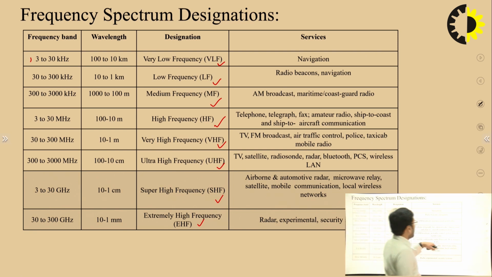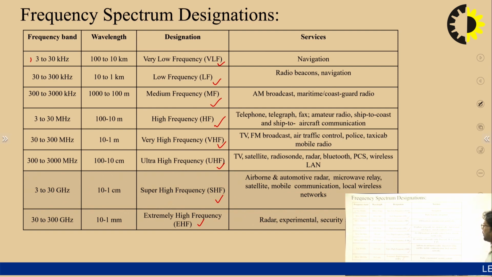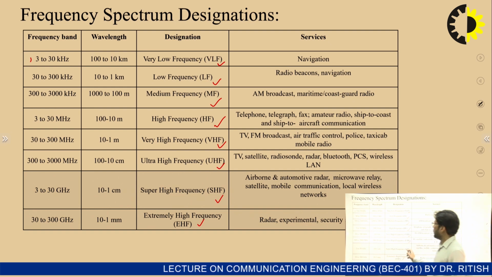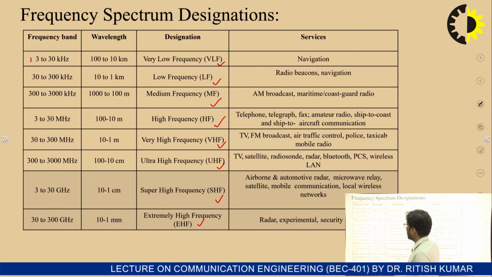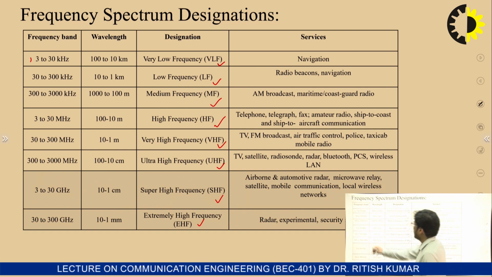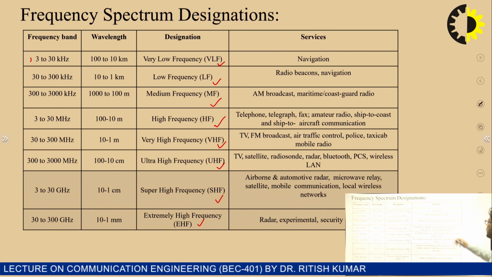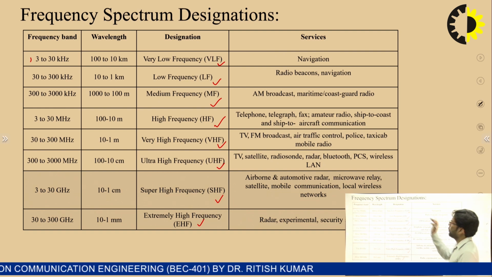These are the applications or services we use at different frequencies. For radar, the extremely high frequency range is required, which lies in 30 gigahertz to 300 gigahertz. For mobile communication and local wireless networks, the super high frequency range is required, that is 3 gigahertz to 30 gigahertz. So these are the different applications of different frequency bands.